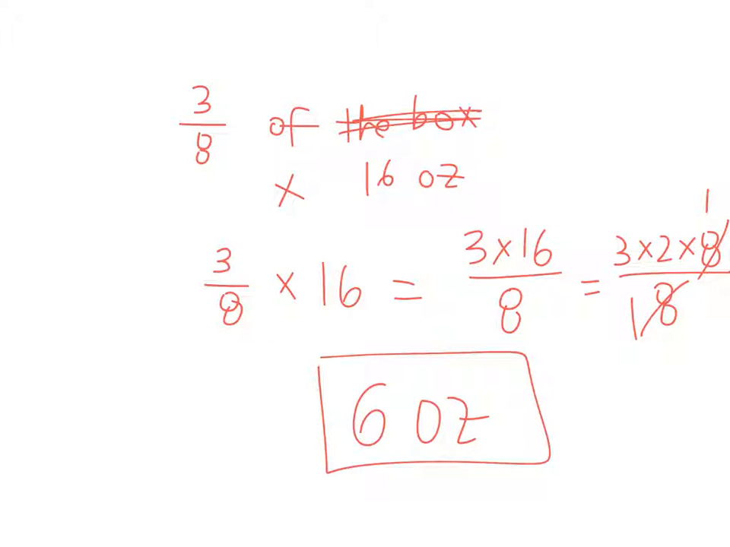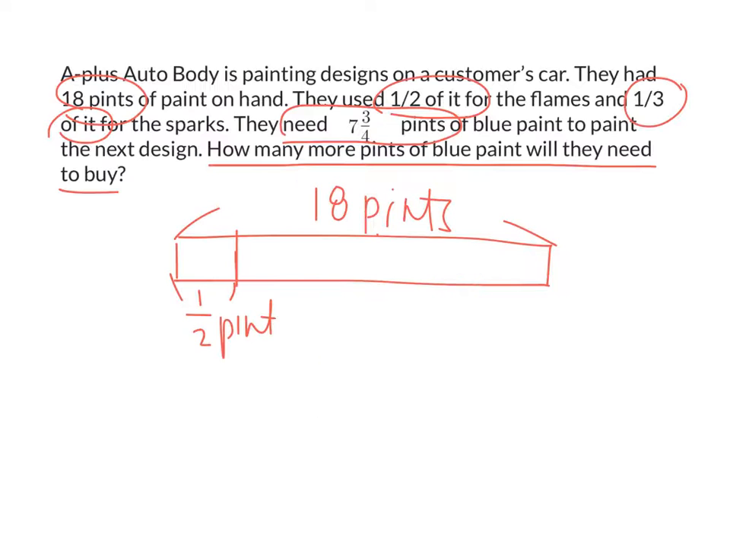What's the difference between the second part of the problem, where the answer was 6 ounces, and the first part of the problem, where the answer was 3/8 of the box? So we have to be careful here. When it says half of it, they used half of 18, which is not 1/2 of a pint. A very common mistake people will make is they will subtract half a pint from 18 to figure out how much they used for the flames.